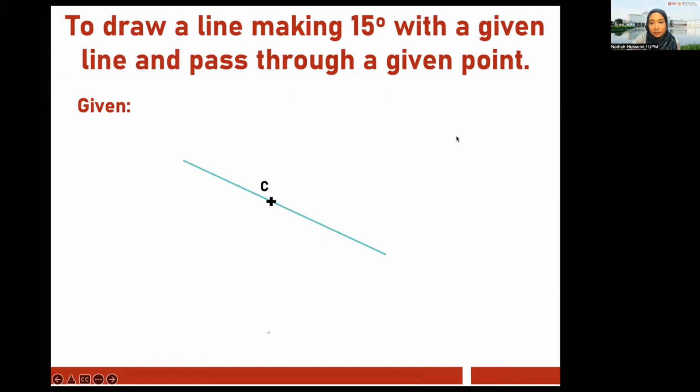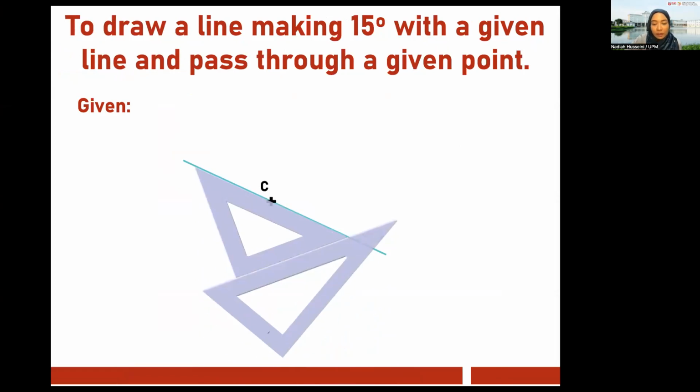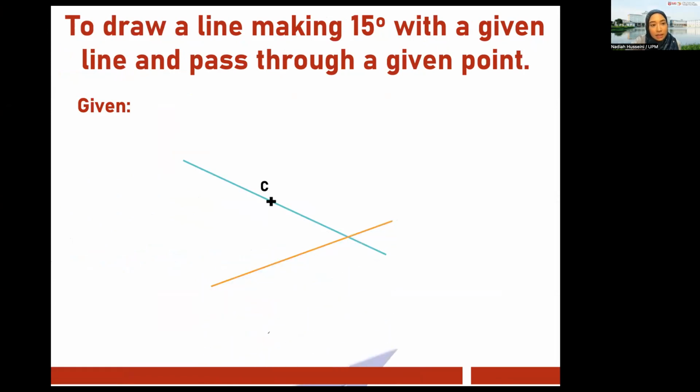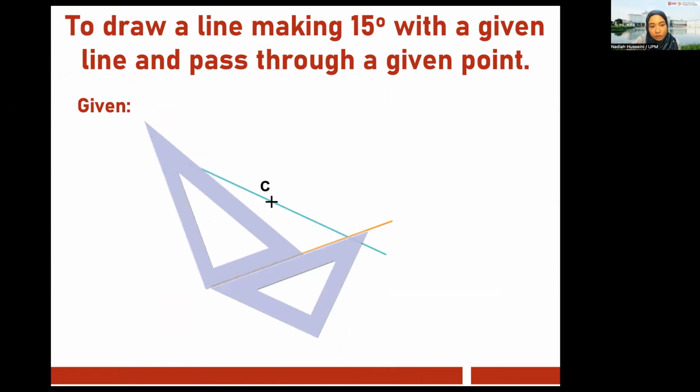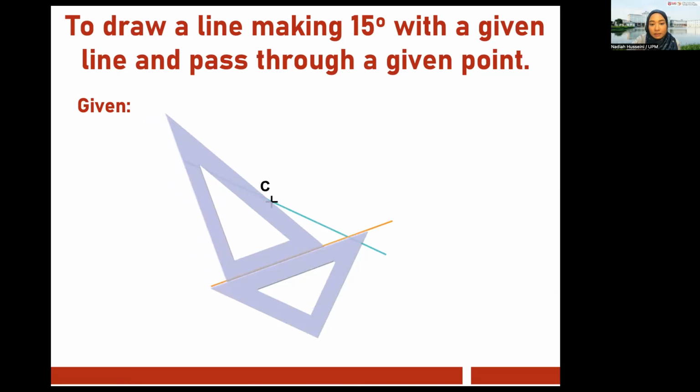Macam math sikit kan, tapi math yang sikit-sikit je. Okay, again, so this one we have our 45 with a 60. And we take it out. And we draw the line, and it's actually 45 degrees. And you put in your 45 degrees over here. And you put your 60-30 triangle. And you're sliding it. And you make that angle.